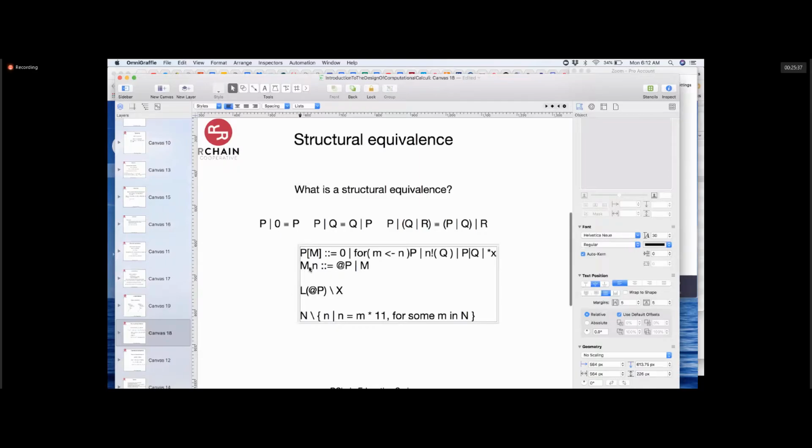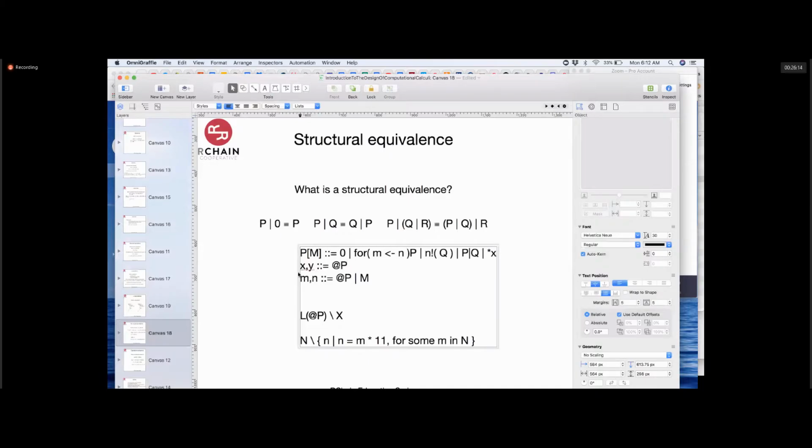And X comma Y, enough of that, thank you. It really, really wants that to be capital. Is equal to @P. So let's now be a little bit more efficient in our grammar. And we'll just do it this way. And then this is X.